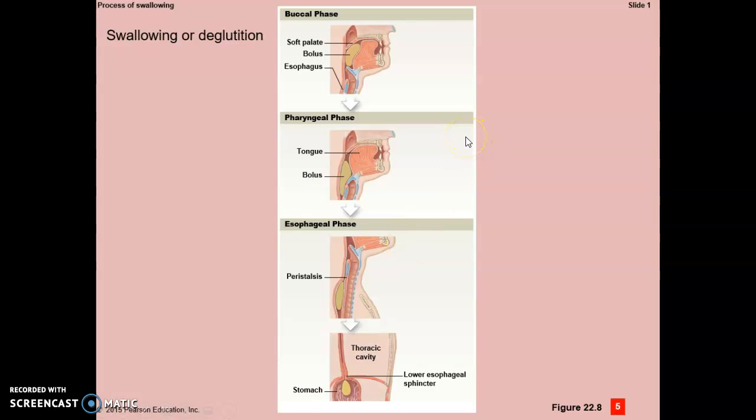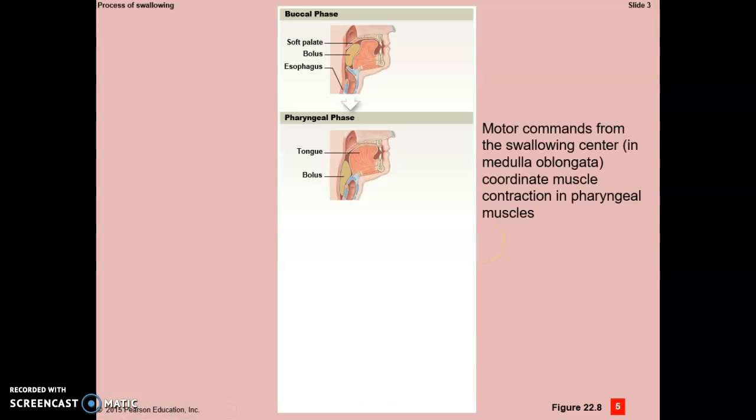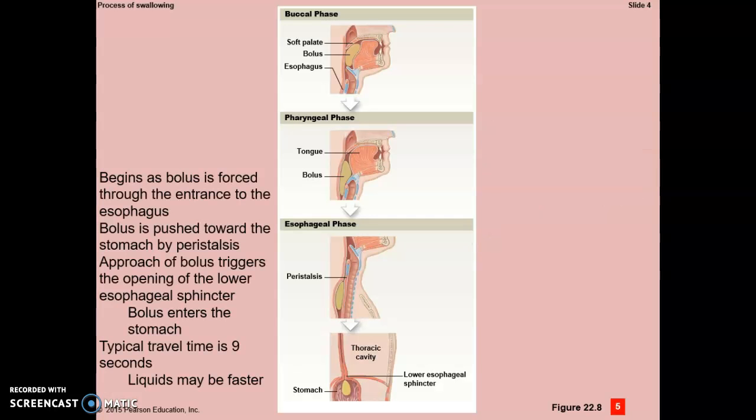Swallowing is called deglutition, and swallowing occurs because your tongue forces the food to the back of the mouth, and there is a reflex action and we swallow the food. So swallowing begins as the bolus is forced through the entrance to the esophagus. The bolus is pushed toward the stomach by peristalsis, and the approach of the bolus triggers the opening of the lower esophageal sphincter. The bolus enters the stomach and the sphincter closes up.